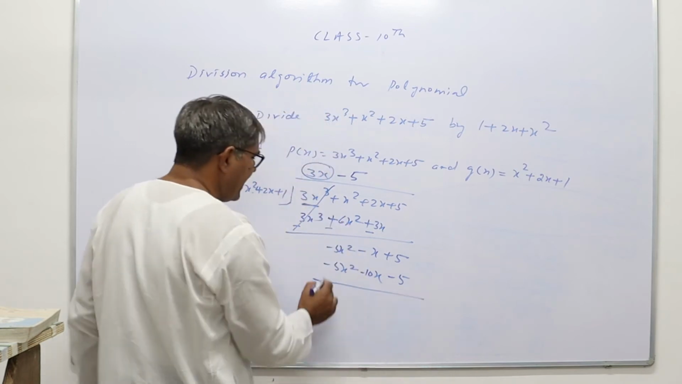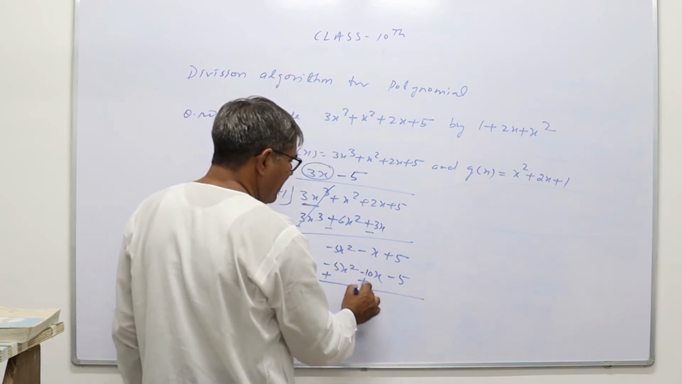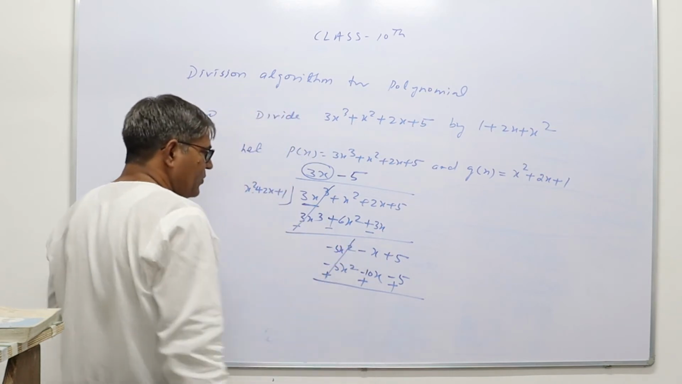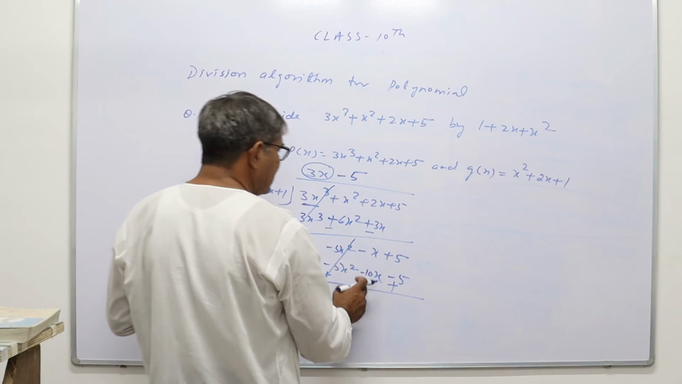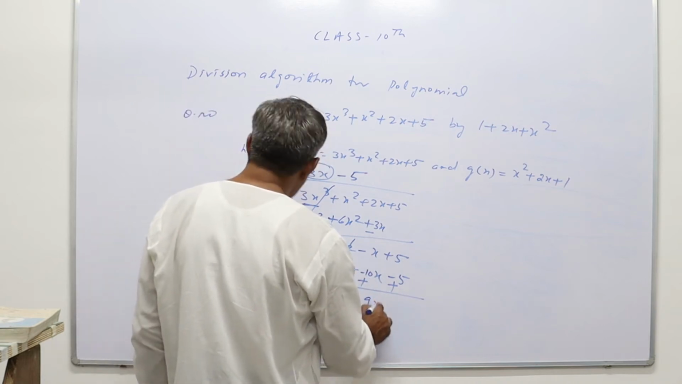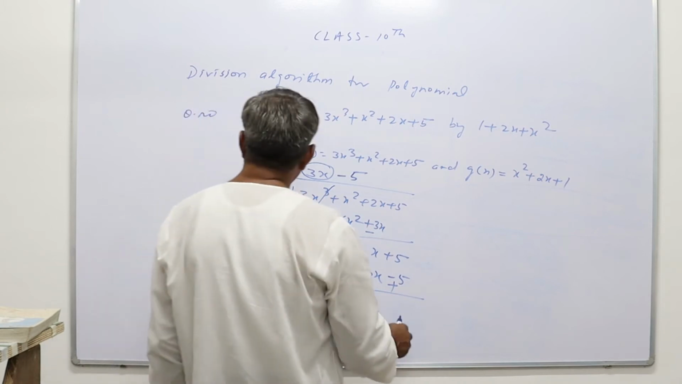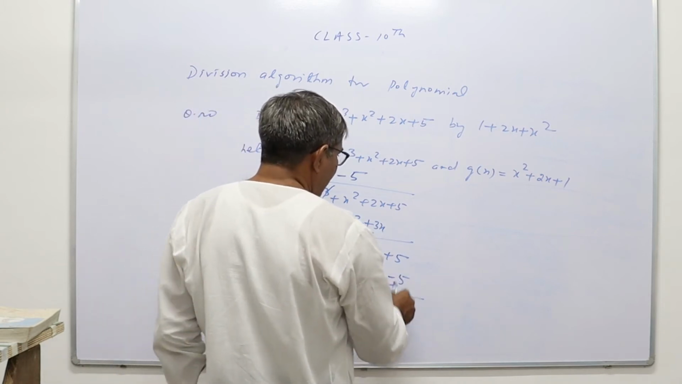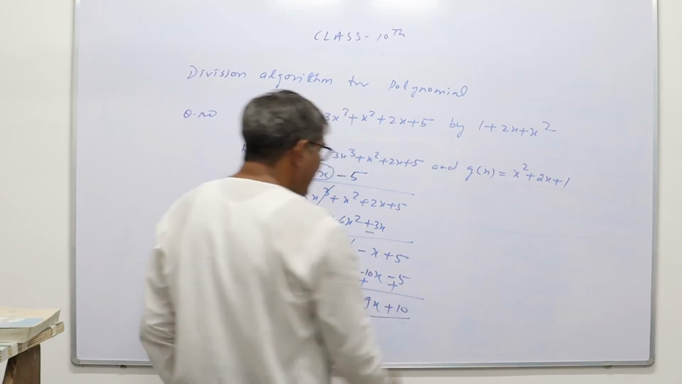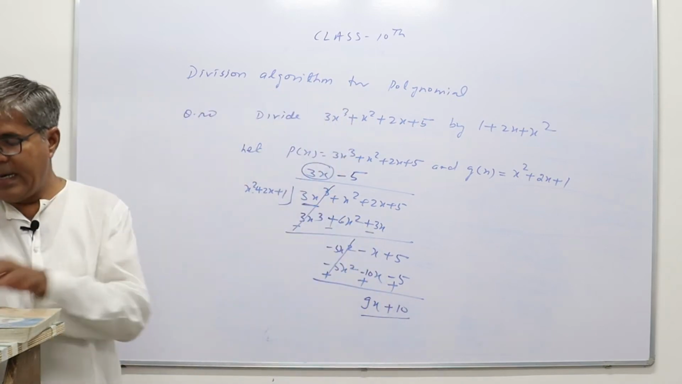Now again subtract, so this will be plus, this will be plus, and this will also be plus. So minus 5x square plus 5x square will cancel out, minus x plus 10x, that is plus 9x, and plus 5 and plus 5 will be 10. So the remainder is your 10x plus 10.